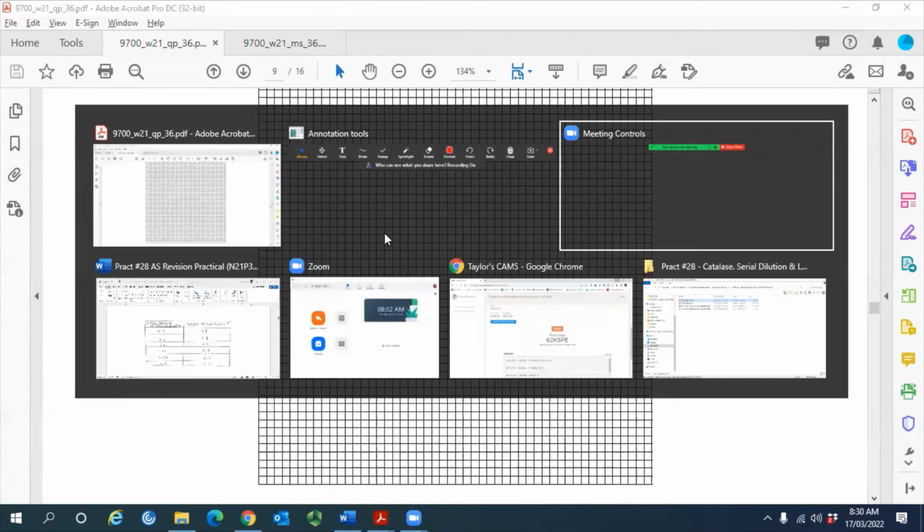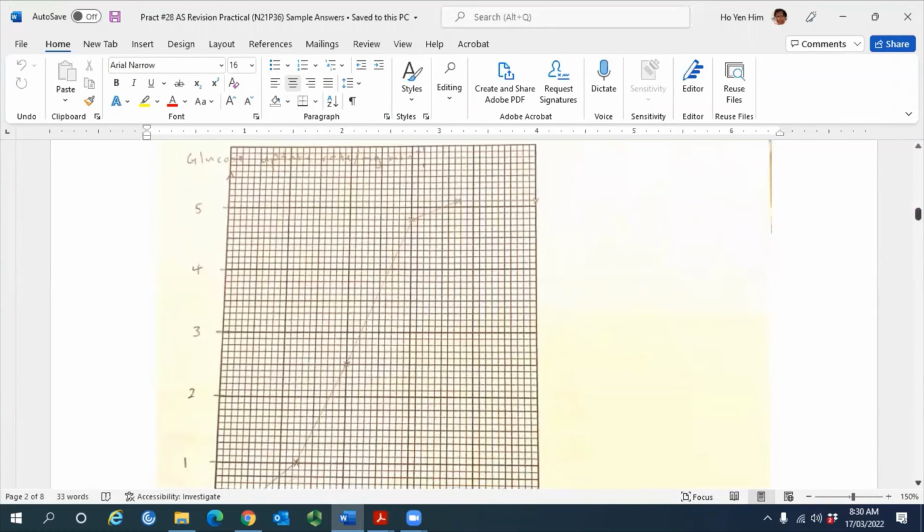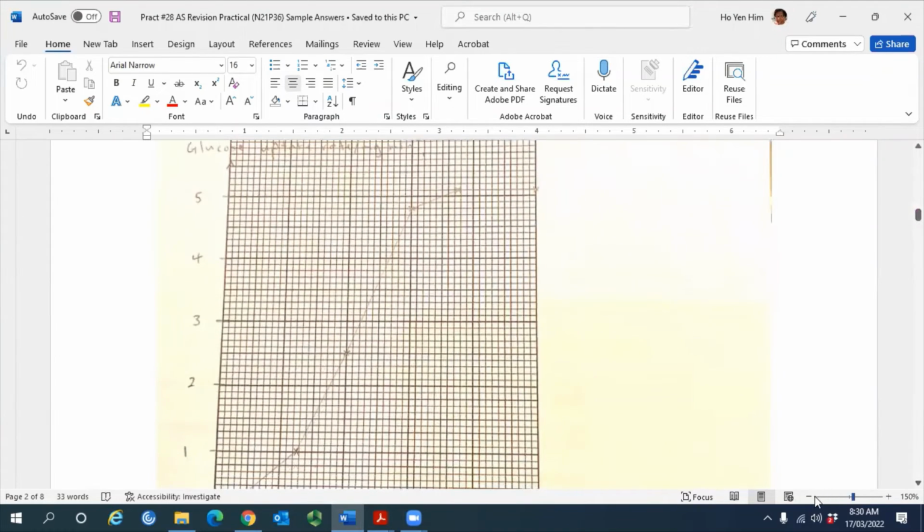Okay, so let's look at the example answer. So this is the example answer, okay? So marks are given for this.